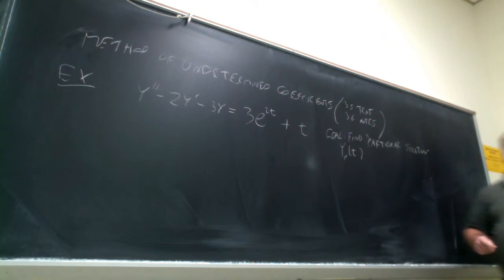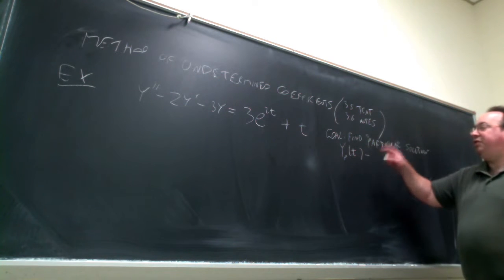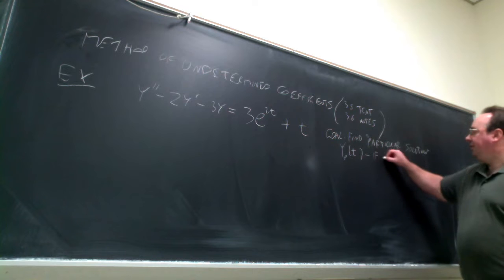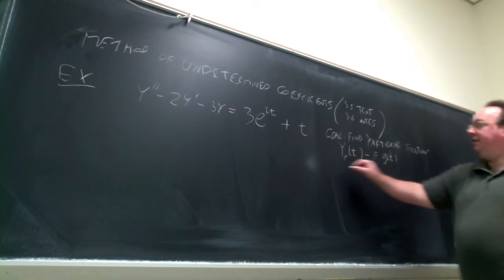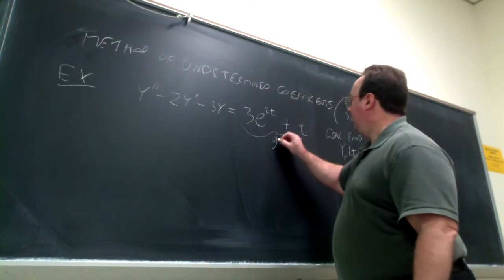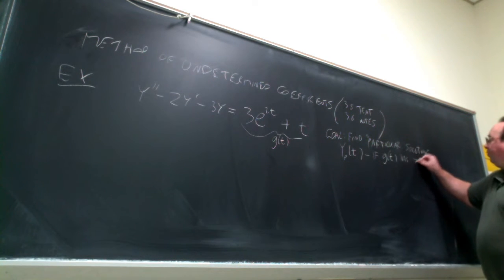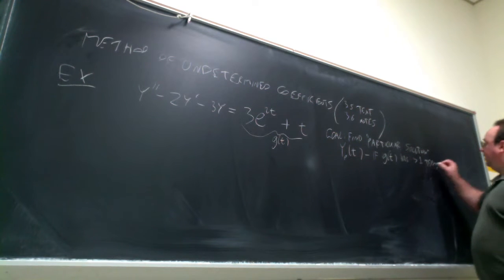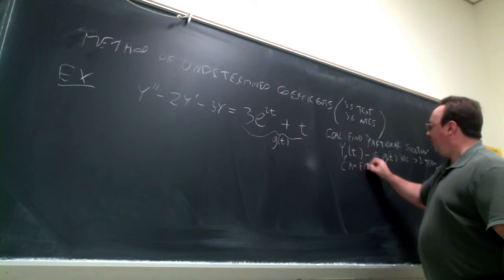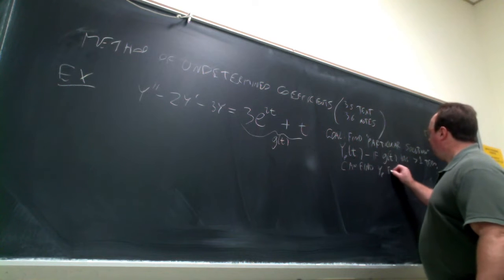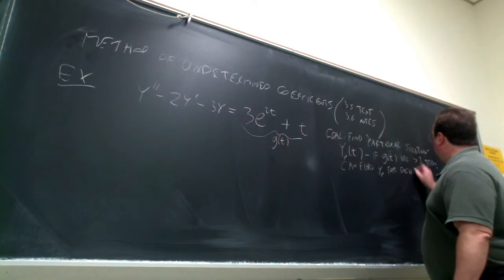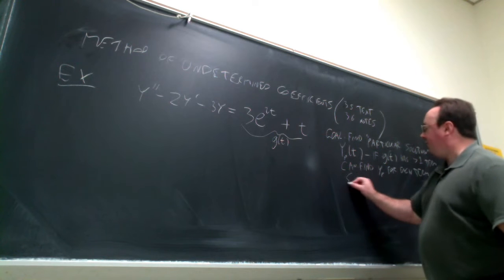So you can try to find a function y sub p that satisfies this. Right now, we're not dealing with initial conditions. That will be handled separately. Now, when you're trying to find a particular solution, if g of t, that's this, has more than one term in it, what you're allowed to do is you can find your particular solution for each term separately.